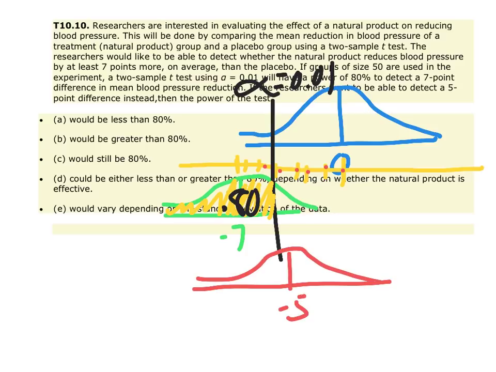Well, let's continue my little alpha line, which would come down here. What happens to the power of this test? The power to detect it is going to be less than 80%. So in the picture, we can see that the answer would have to be letter A as the only option.